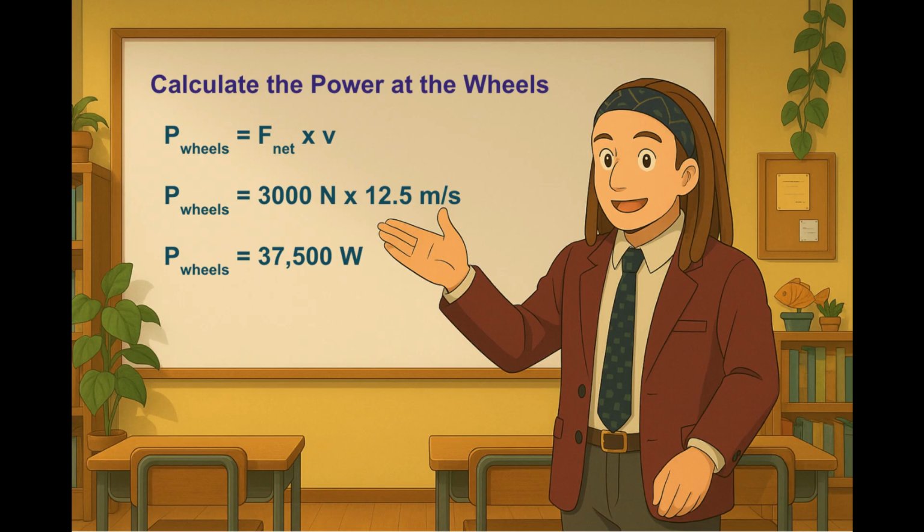Step 3. Calculate the power delivered to the wheels. Using the linear power formula, P wheels equals F net times v. P wheels equals 3,000 newtons times 12.5 meters per second equals 37,500 watts. This is the useful power that is actually reaching the wheels to drive the car forward.